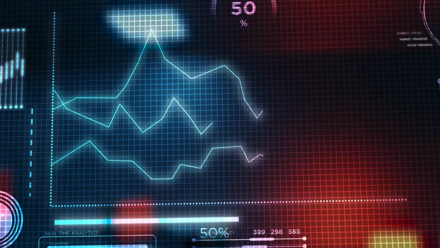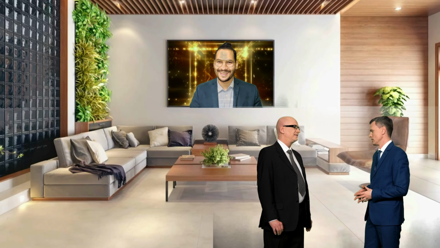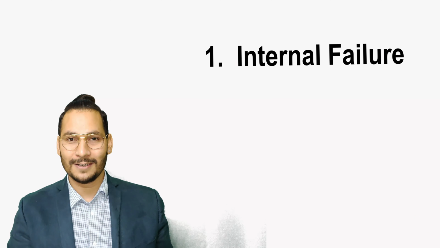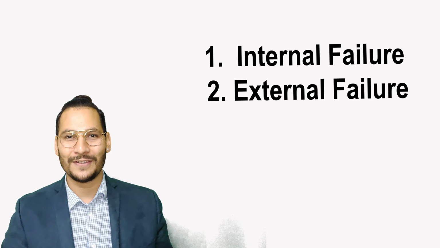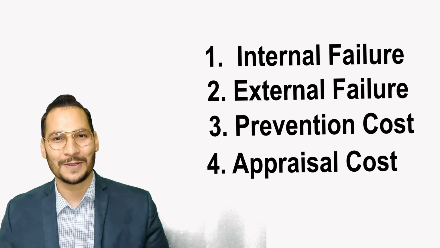COPQ, cost of poor quality analysis, is a very effective way for identification of projects as well. So if you are a Six Sigma professional, you will be able to identify projects using cost of poor quality analysis. Isn't it interesting? Let me tell you what the different types are. In cost of poor quality, we have four different types. First one is internal failure, second is external failure, third is called prevention cost, and fourth is appraisal cost.